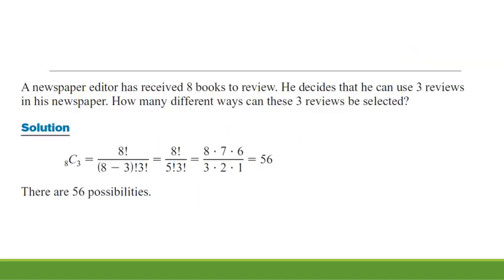A news editor has received 8 books to review. He decides that he can use 3 reviews in his paper. How many different ways can 3 reviews be selected? Take note that it is the number of combinations of 3 objects taken from 8 books. This is now 56 possibilities.